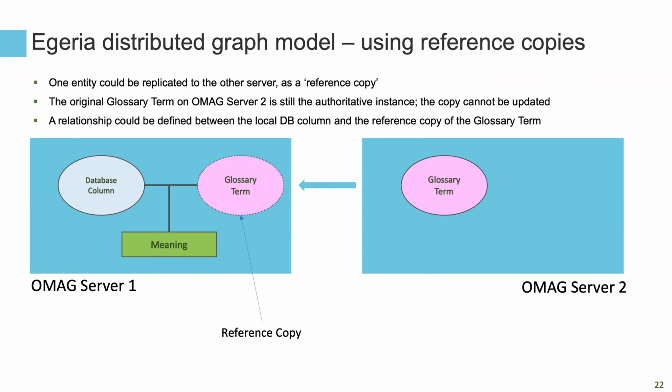But the glossary term on the left is a copy. It is not the authoritative instance, which is the one on the right. And so we use the OMRS protocol to keep it up to date. And then within OMAG server 1 on the left, we can create a relationship. In this case, it's a semantic assignment. So it's saying the meaning of the glossary term is that it describes this database column. So in this case, we've taken a reference copy and co-located it with the database column and created the relationship locally. We don't have to do that.